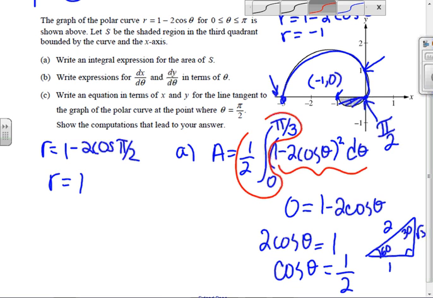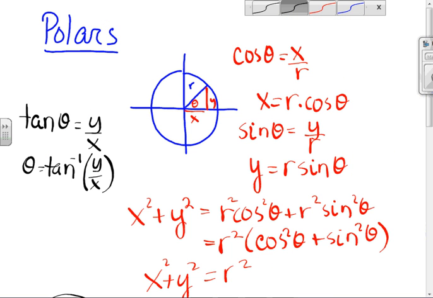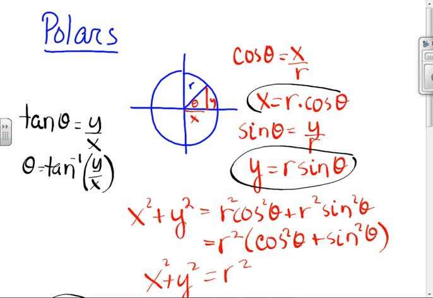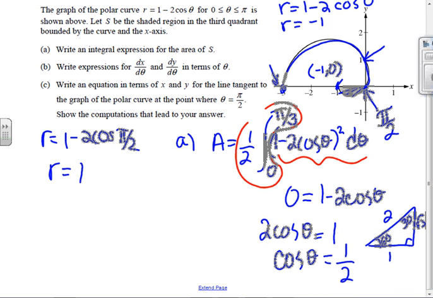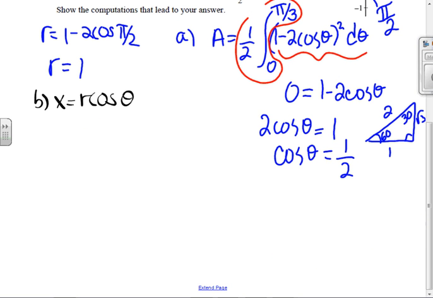If you know those formulas I just gave you, because if you know that y equals r sine theta, x is equal to r cosine theta, that's what you're going to differentiate. So I think you guys should do this. So x equals r cosine theta. Let's substitute in r. So x is equal to (1 minus 2 cosine theta) cosine theta. I wouldn't distribute it, I would just use the product rule and be done with it, because you don't have to simplify it.